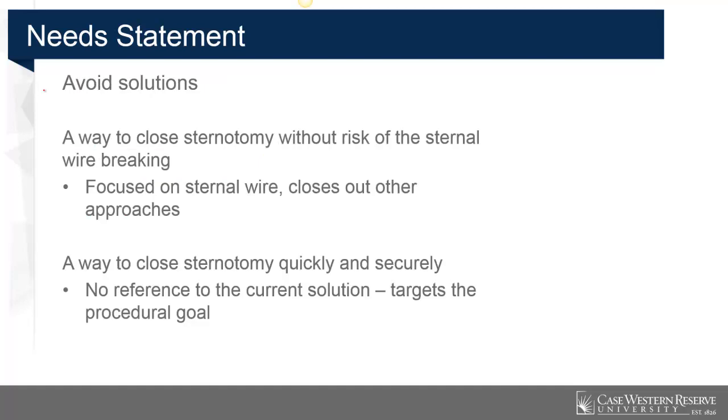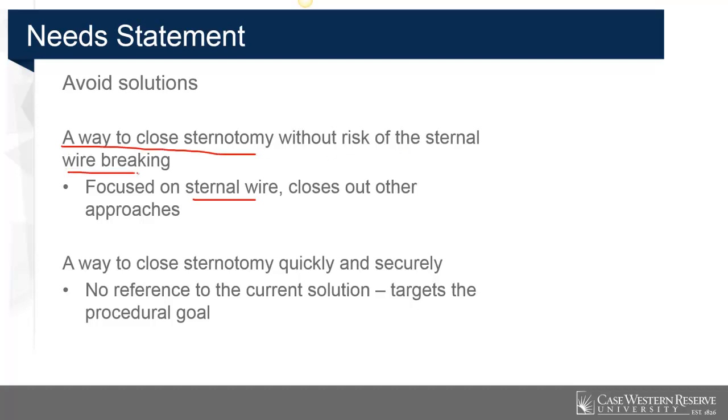So let's talk a little bit about avoiding solutions, and let's just talk about the idea of some sort of thoracic operation. So a way to close the sternotomy without the risk of sternal wire breaking. And so the idea is that when you crack open the sternum, the conventional approach is to take a wire and sort of suture the sternum back together again.